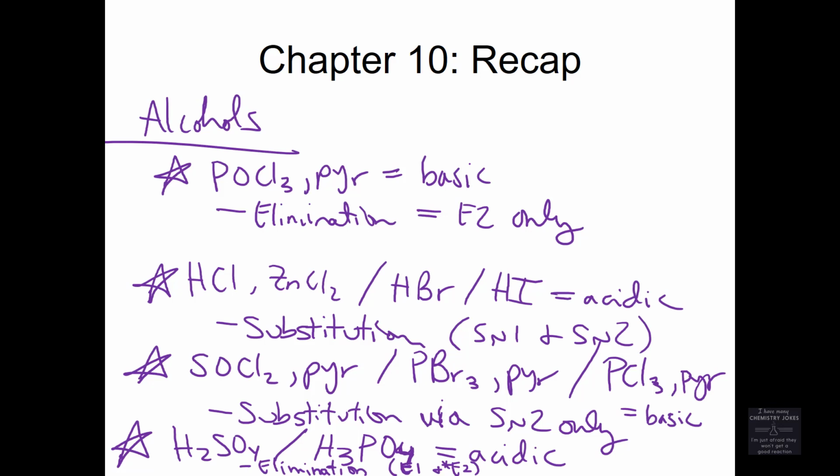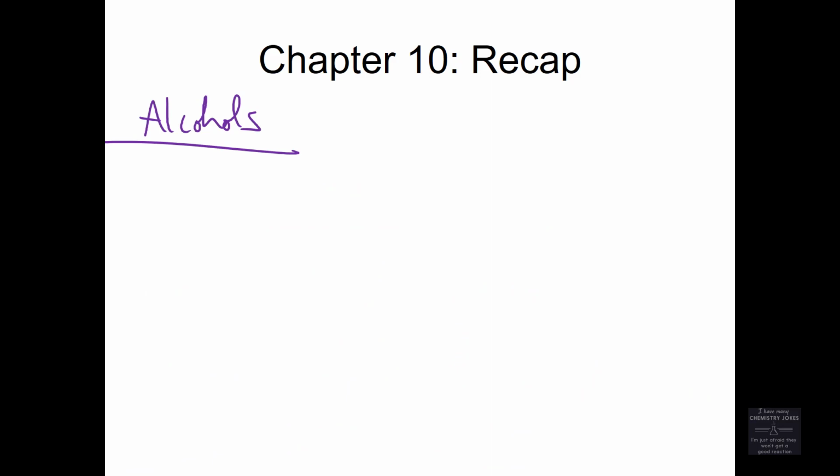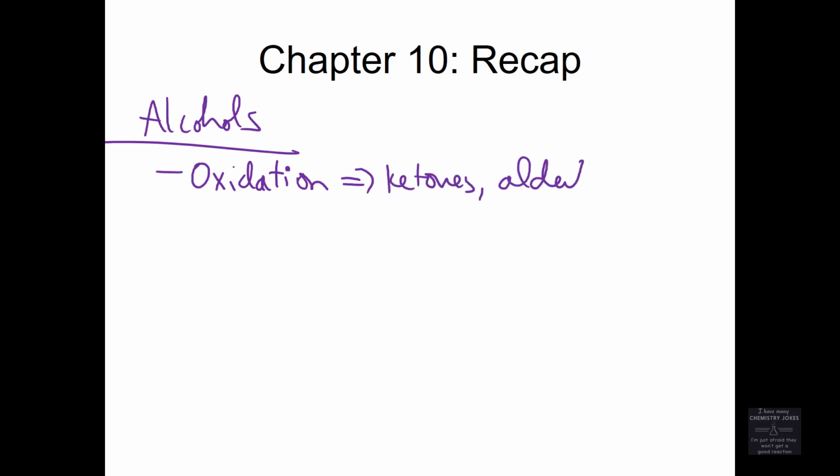So let's swipe this slate clean and talk about alcohol oxidations. Alcohols can be substituted to make alkyl halides. Alcohols can be eliminated to make alkenes. Alcohols can be oxidized. Oxidation of alcohols can make ketones, aldehydes, and carboxylic acids.